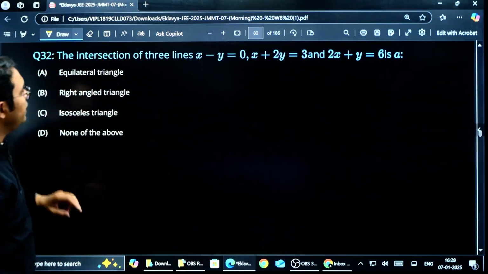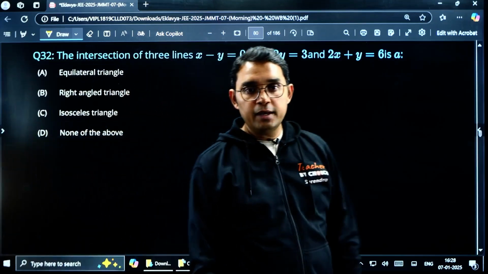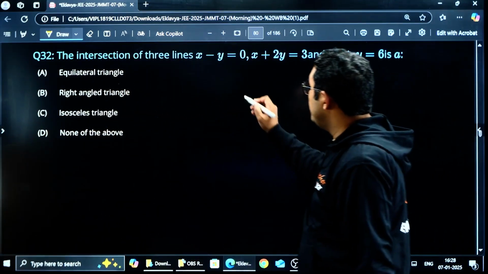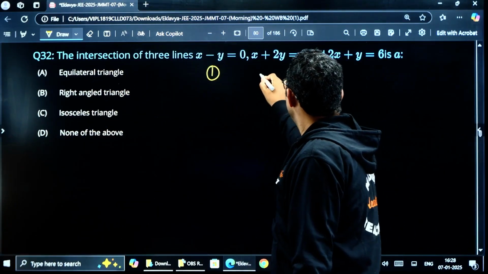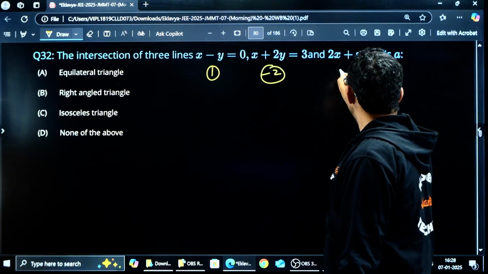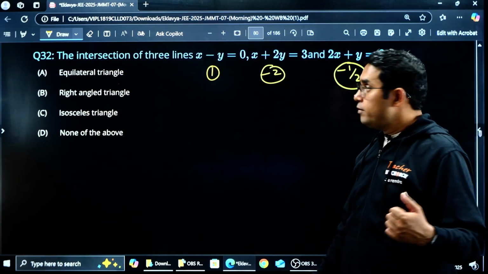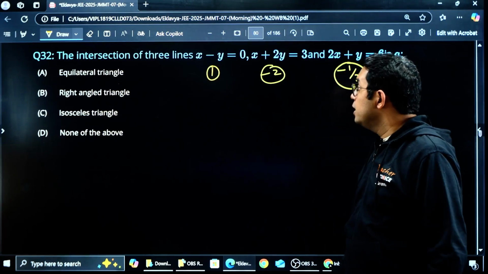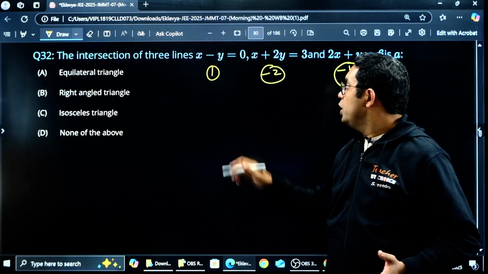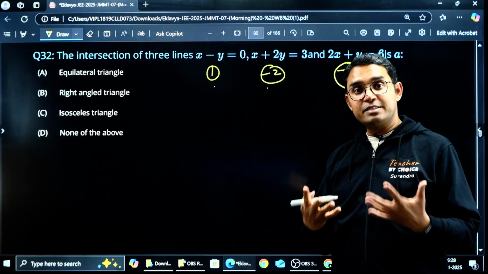The intersection of three lines is an equilateral triangle, right triangle, or isosceles triangle. So here you can see the slopes are 1, -2, and -1/2. Now we can identify whether it's equilateral or not. First of all, it cannot be equilateral because your slopes are rational numbers.